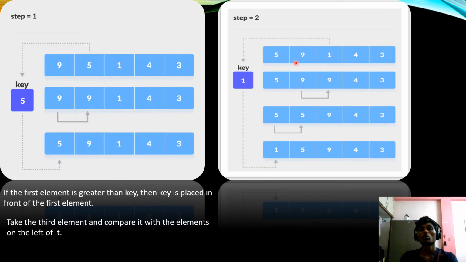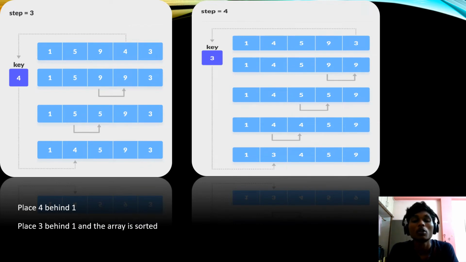Now in step 2, we take the key value as 1. Comparing it with the left two elements 5, 9, it is lesser than both, so it is placed before 5, 9. Now the three elements are sorted. So these are the steps to be followed for sorting the elements. As I told before, place the unsorted elements in their correct position. Now, in step 3 and step 4, we have to sort the element 4 and the element 3.